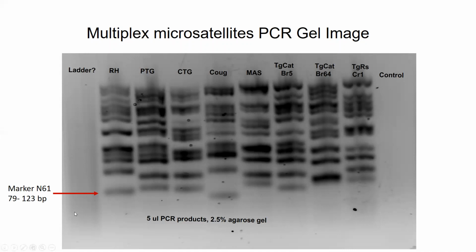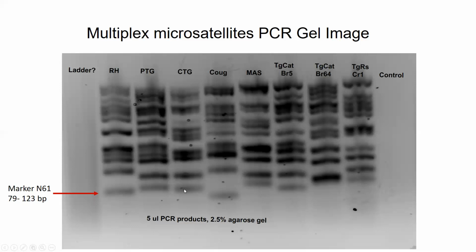If you look at the very bottom band, there are 8 different Toxoplasma strains, and you see the bottom band, they have different sizes, from low to high here. Well, there's a high one probably here. The range of this particular marker is 79 to 123 base pair. So that's the difference there.